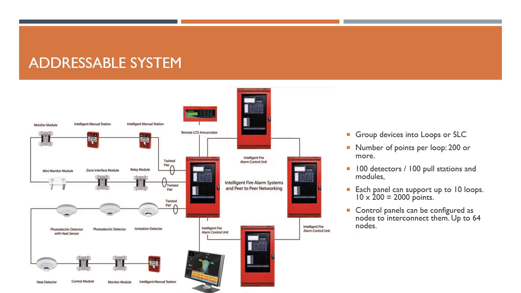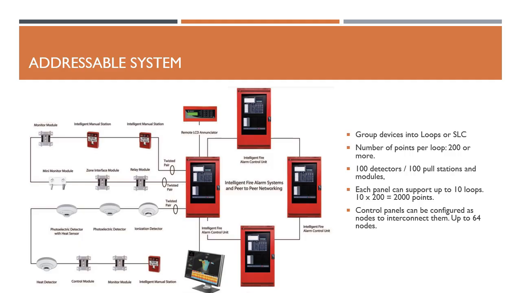Let's talk about addressable systems. Unlike conventional systems, instead of grouping the initiation devices by zones, they are grouped in loops known as SLC, Signaling Line Circuit, where each device is named on the panel as a point. The SLC or loop provides power, communication, and supervision of the devices. Each loop allows up to 200 or more points to be connected. This may vary depending on the manufacturer.